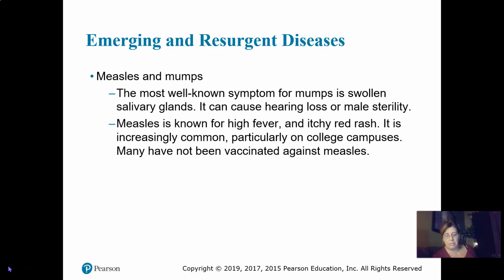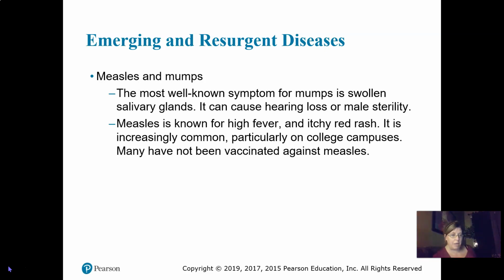Mumps is the swelling of the salivary glands, which in severe cases can cause hearing loss and male sterility. Measles is known for its high fever and itchy red rash. Cases of measles and mumps have been becoming increasingly common because people mistakenly believe that the diseases are gone and the risk of vaccination is greater than the risk of disease.